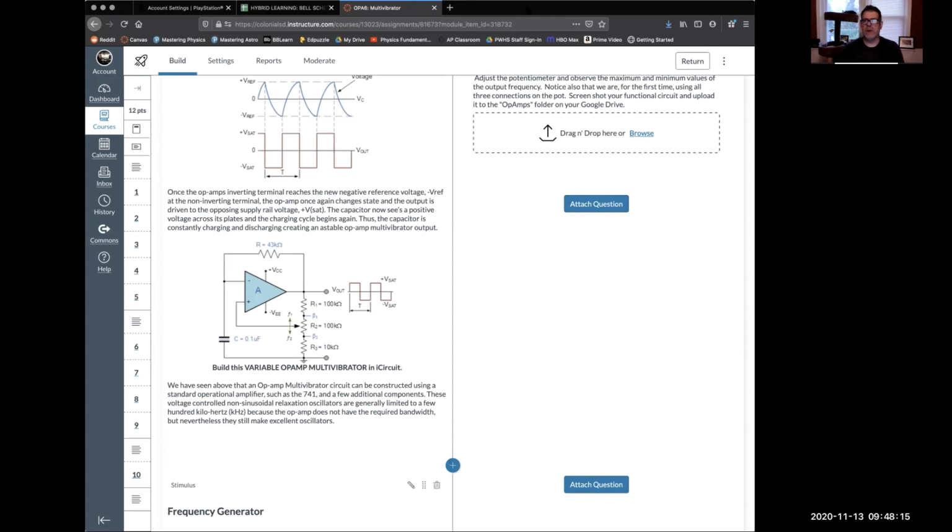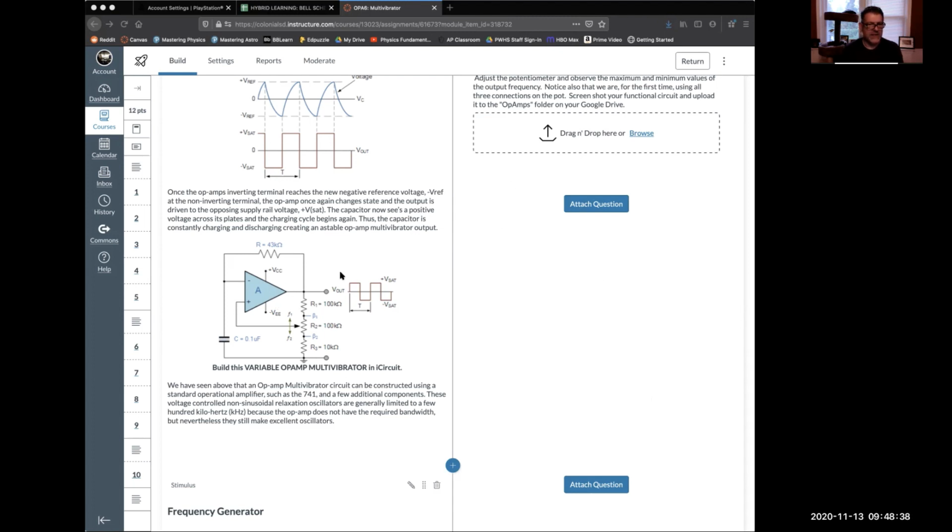I'm going to put this window to the side right now and bring my iCircuit window forward so I can see what I'm doing. Then I'm going to share my iCircuit with you, and I'm going to build this thing to see what happens. Full disclosure: I assigned this thing without actually building it myself. So let's have a look and see what happens.